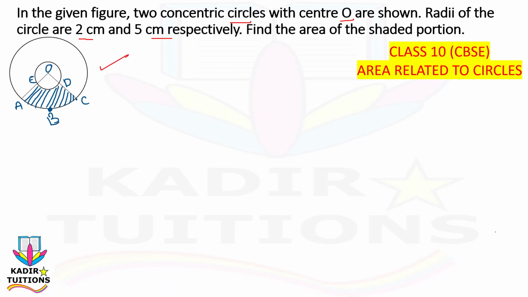Concentric circles means they have the same center but different radii. So the smaller circle is of 2 centimeter radius and the larger circle is of 5 centimeter radius. We are supposed to find the area of the shaded portion. That means we need to find the area of A, B, C, D. This region's area we have to find.